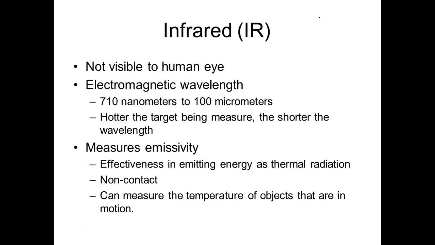This electromagnetic wavelength is between 710 nanometers to 100 micrometers. The hotter the target being measured, the shorter the wavelength. So what they're doing is they're not measuring the intensity, they're measuring the wavelength of the light. Now, light is basically like AC, right? It's just extremely high frequency. And a wavelength would be, if we come over here and measure between here and here, that is what we call a wavelength. I can give you a formula for how it's calculated, but y'all probably don't need it.